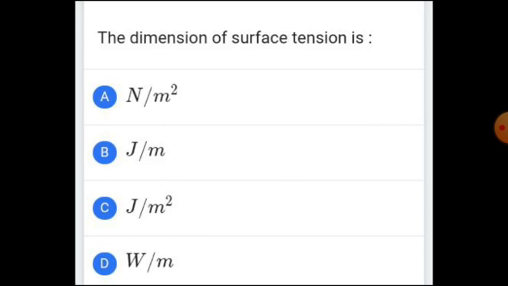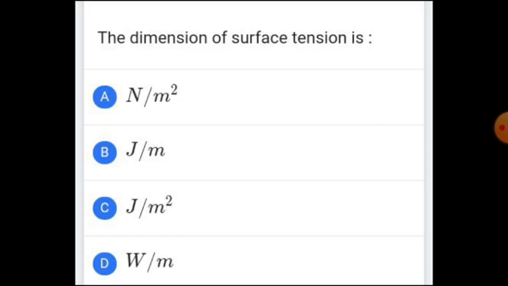Now look at the first option, Newton per meter square. Definitely impossible, because our dimension is Newton per meter only. Then option B, joule per Newton meter. We know joule is Newton meter, therefore meter will cancel and only joule Newton will result in option B. Therefore, it is also not possible.